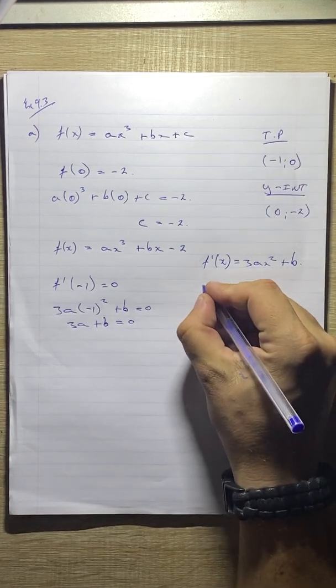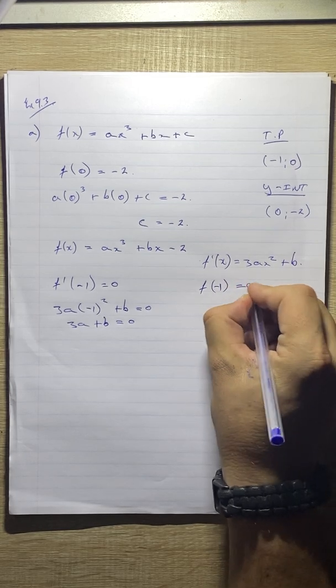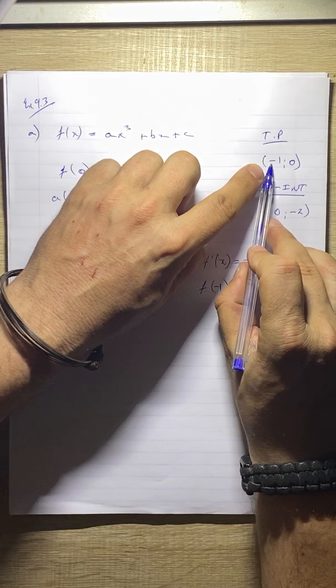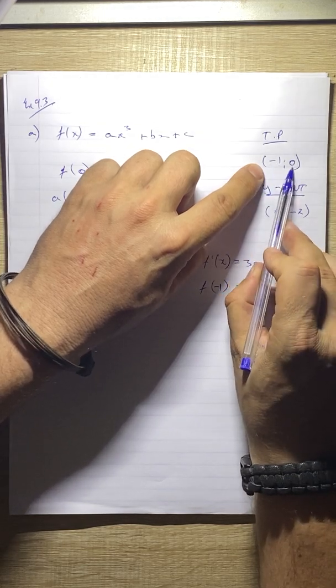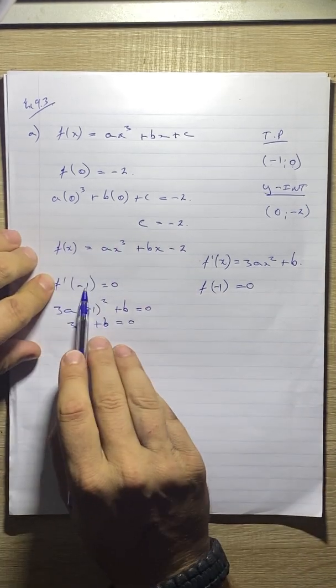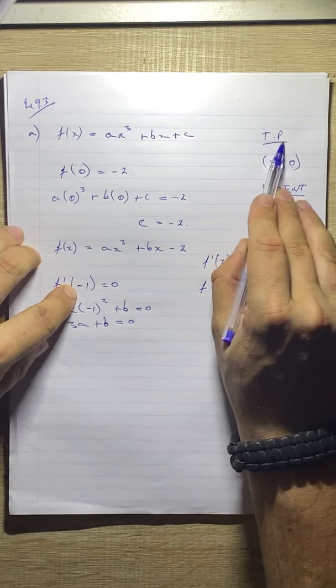Now I'm going to use it as a coordinate point. So now I know that f of minus 1 will be equal to 0. Now I am using that 0. So I'm saying when my x is minus 1, my y is 0. And that's what that is saying. The other one was saying my derivative at minus 1 is 0 because it is a turning point.